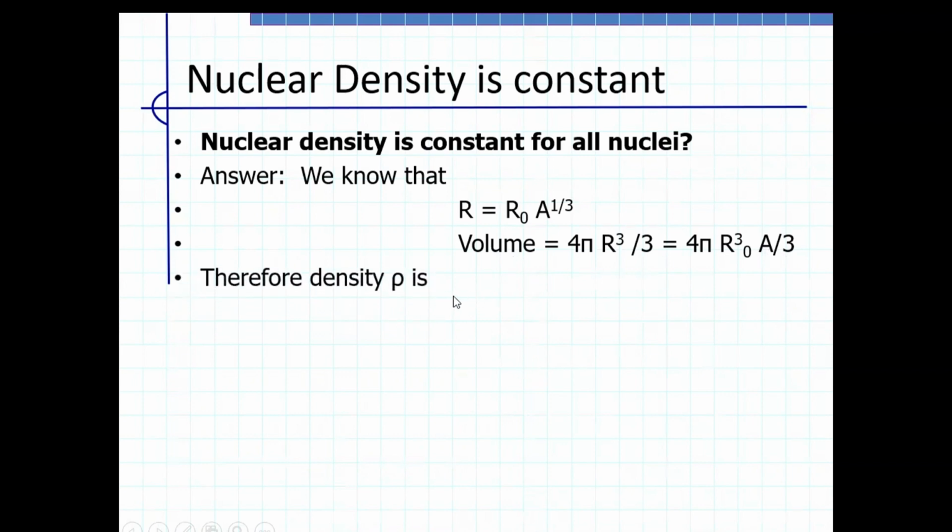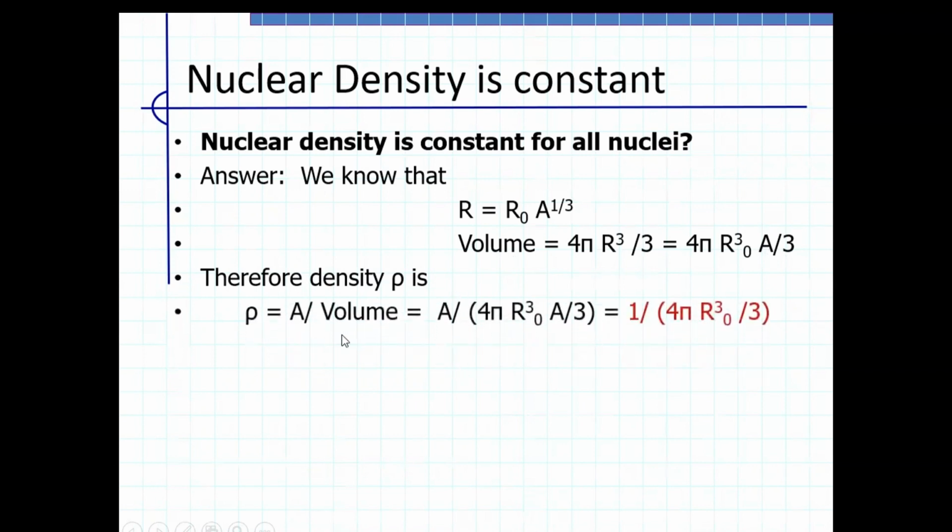Now, density is the mass per unit volume. So mass is A. So A divided by this gives us 1 divided by 4 pi r naught to the power 3 divided by 3. Now r naught is a constant, 4 pi is constant, 3 is constant. Therefore, the whole thing is constant. Therefore, the density is constant.